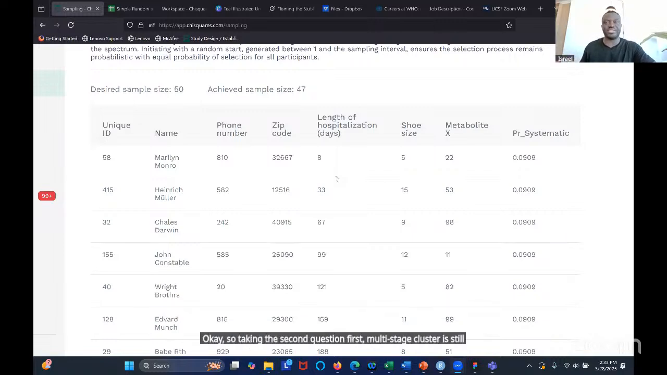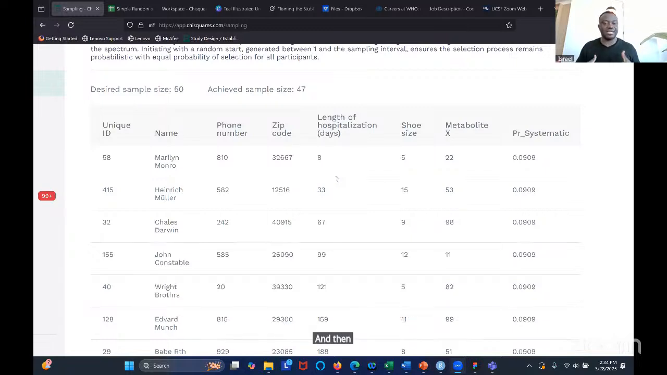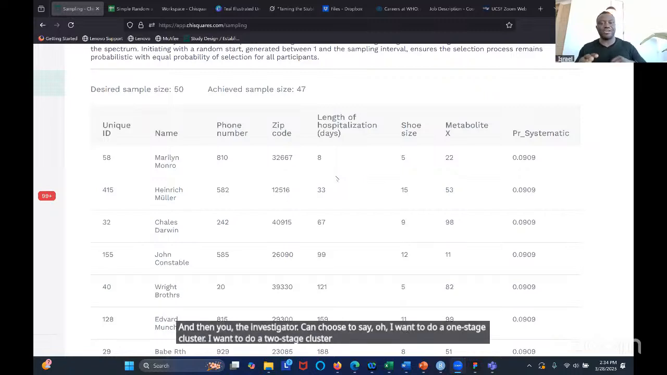So we don't need to start talking about one-stage cluster, two-stage cluster, three-stage cluster. They're all clusters. So it's just keeping things simple, right? But understand that this is cluster. And then you, the investigator, can choose to say, oh, I want to do a one-stage cluster, I want to do a two-stage cluster. So they're not necessarily types of clustering, because those are decisions that you need to make yourself.